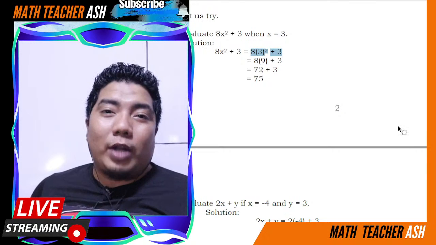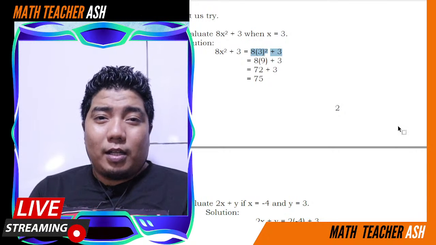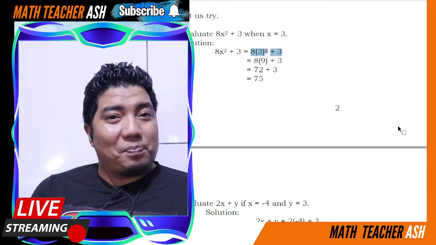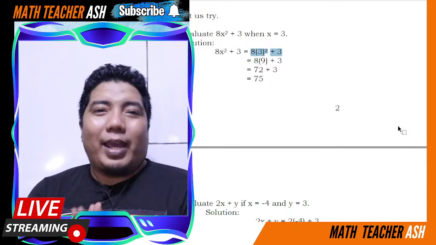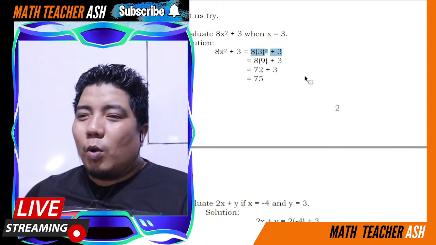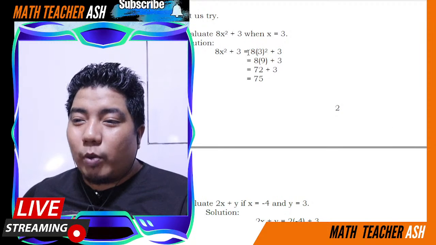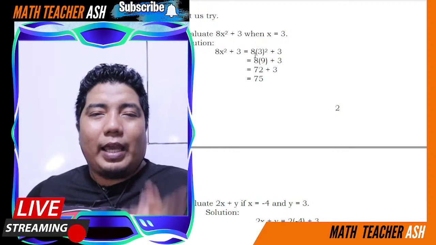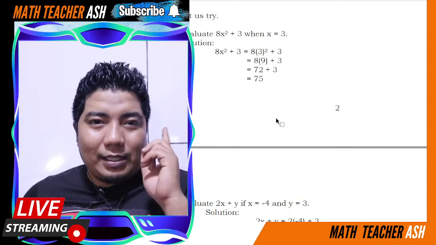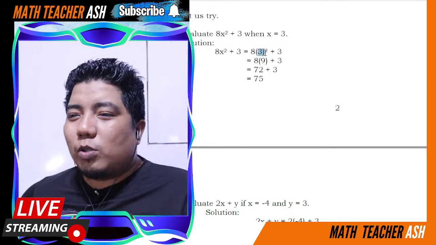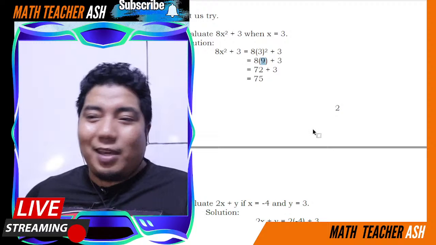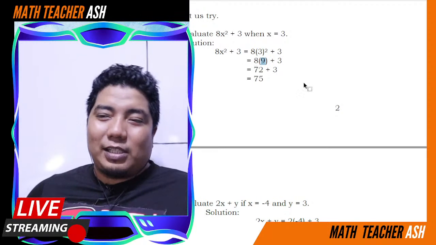Ano ang mauuna? Of course, you start with the parenthesis. Meron bang operation sa loob ng parenthesis? Wala. Okay. So, anong next? Powers. So, we will start first with 3 squared before we will multiply it to 8. So, hindi mauuna si 8 times 3. Ang mauuna ay si 3 squared. So, 3 squared, that means 3 times 3. And the answer for that is 9. Okay? So, 9 times 8, of course, 72.